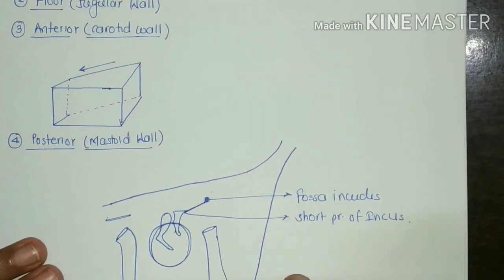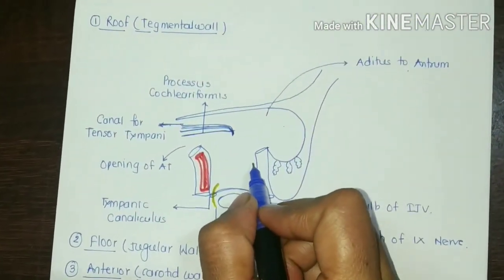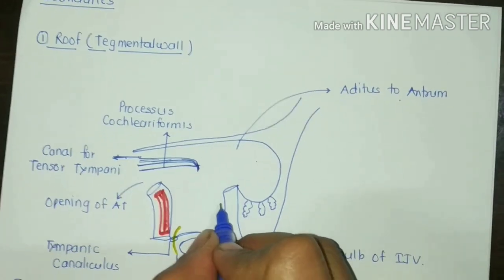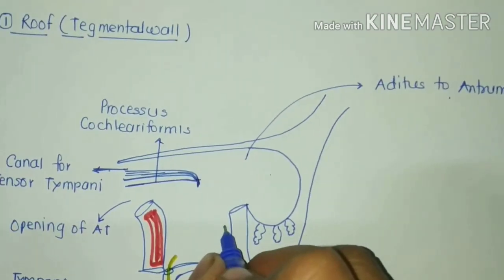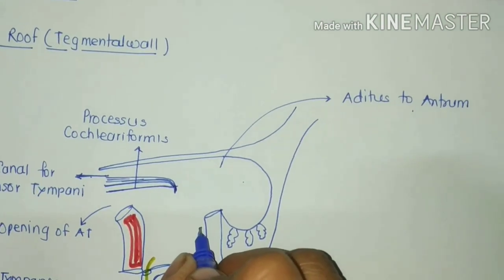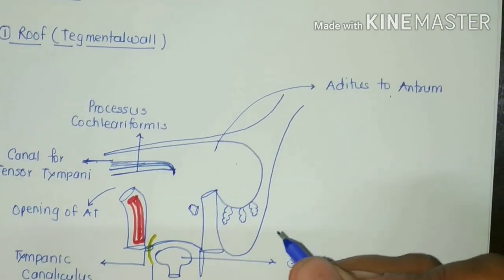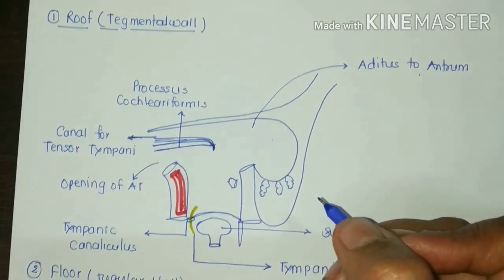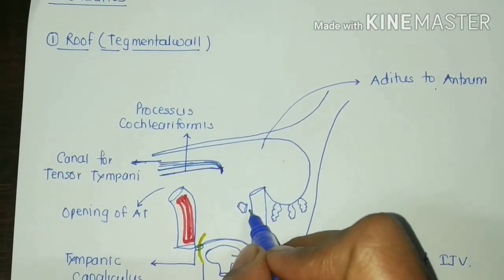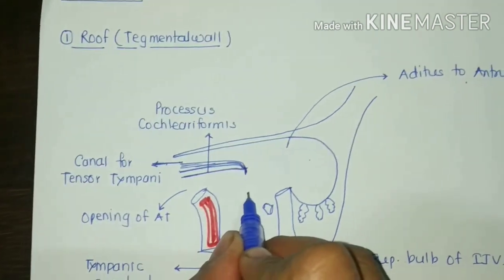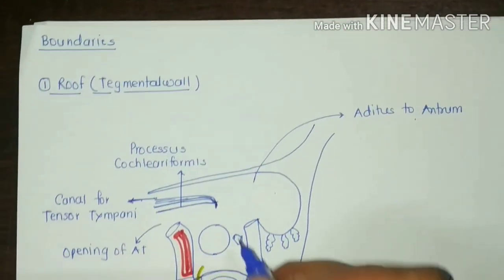After that, there is a conical projection called the pyramid. This conical projection we are going to see in the medial wall. Now that means the view of the medial wall, but it lies posteriorly. So here there is a conical projection called the pyramid, and this pyramid has an opening for the passage of the tendon of the stapedius muscle, and this stapedius muscle is inserted into the posterior surface of the neck of the stapes. Now as this is the medial wall, we are able to see the promontory. What the promontory is I will tell you later on.